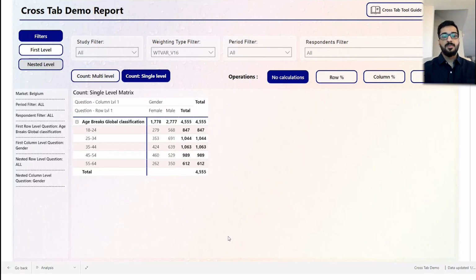This dataset contains responses of people who were asked about their smoking habits, preferences, along with questions about their profile, and is for the Belgium market. First thing you see is that there are slices available at the top of the report. These are used to filter the data.